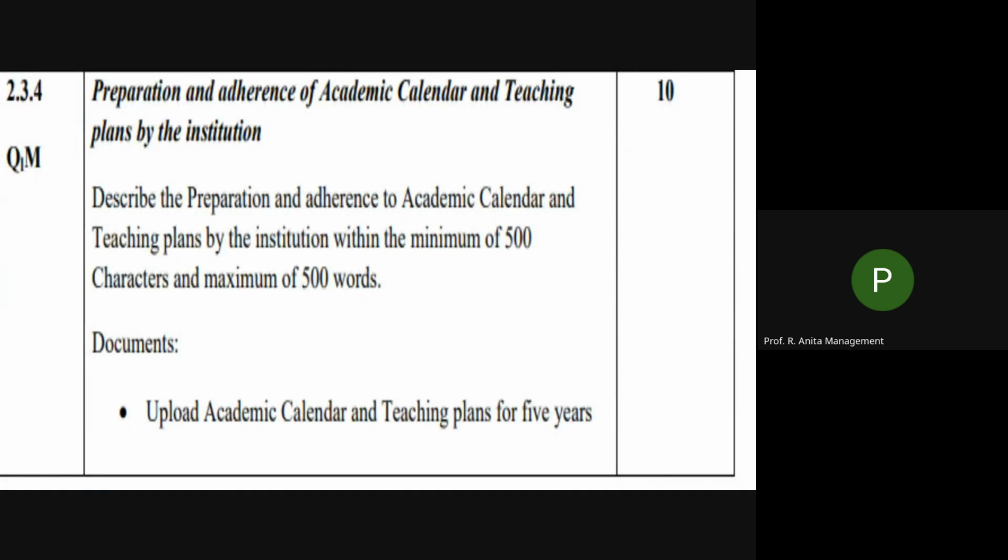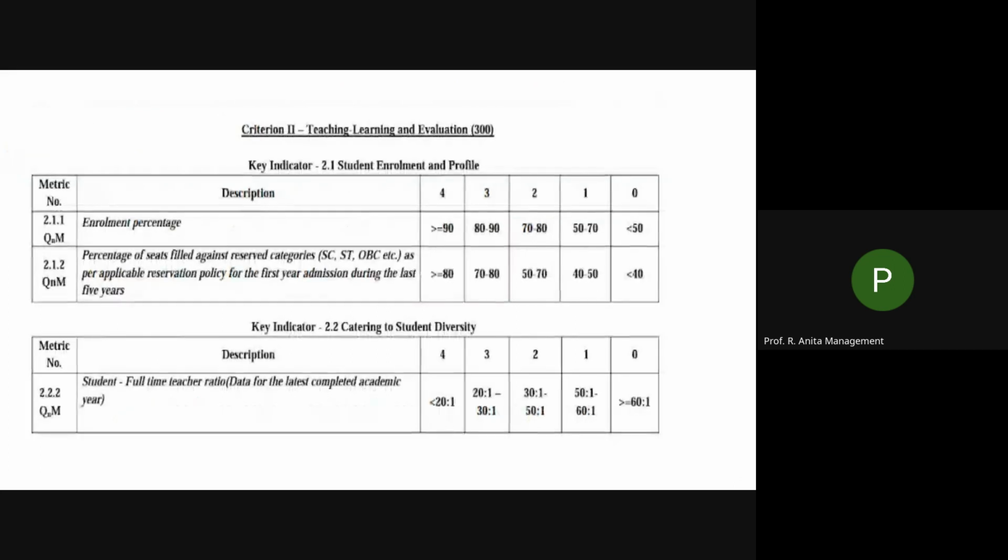Then 2.3.4 is the preparation and adherence of academic calendar and teaching plans, which carries 10 marks. Have your academic calendar or almanac uploaded, and then have your teaching plans, that is unit planners or course planners, what you taught, where you can upload this for your 5 years. And this is a qualitative metric where you can write a write-up on how you adhere to it, and how the teaching plans are monitored by the institution head and everything. And then what the teaching plan includes in detail, you can write about it.